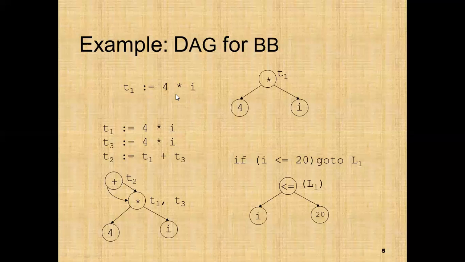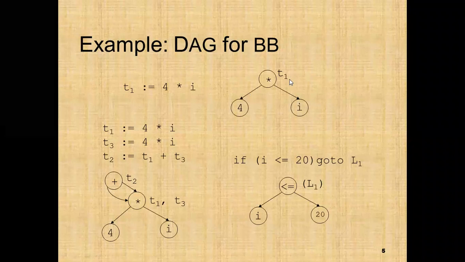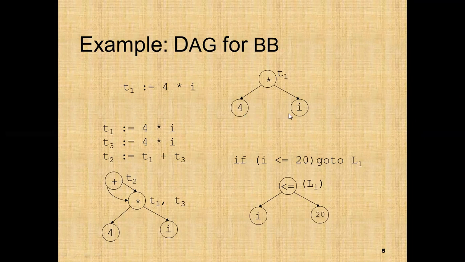Now we can consider the basic block. This is the first basic block, 4 * i, the complete one basic block. Here you can see this is a separate statement, T1 = 4 * i. For this separate statement, how will we draw the directed acyclic graph? Now you can see 4 * i. We have already defined T1, the temporary variable, so T1 will come as 4 * i.